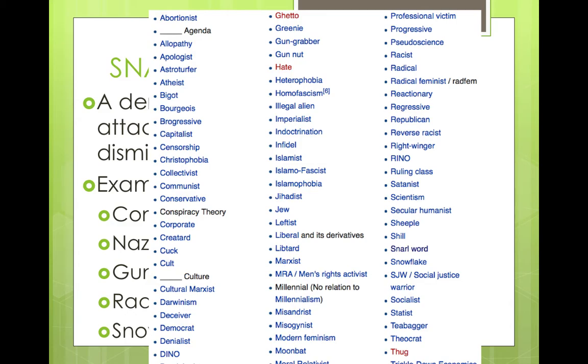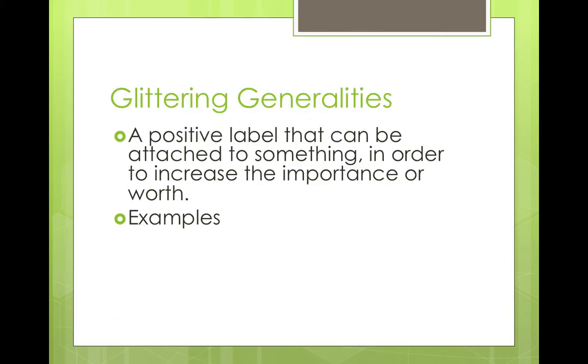You got sheeple, as in people who are sheep, who just follow the herd. You've got communists. Definitely that is a snarl word that gets thrown around a lot. Social justice warriors, socialist, teabagger. Again, no idea what that means. Gun grabber at the top, gun nut. So all of these words are meant to create a very negative feeling in anybody who reads it. On the other side, we've got our glittering generalities. And these are meant to increase something's worth.